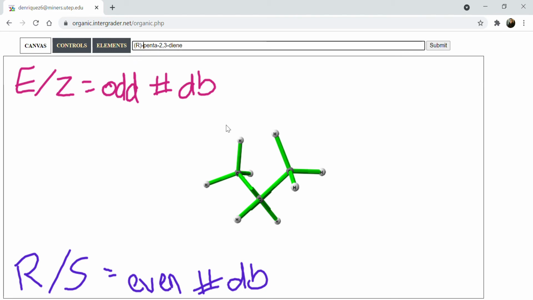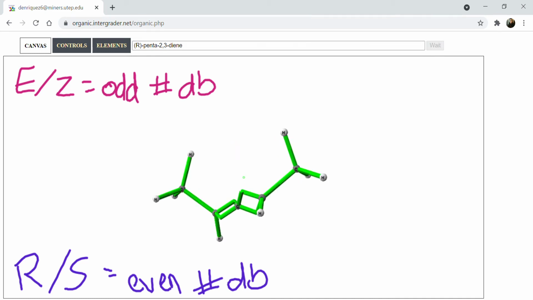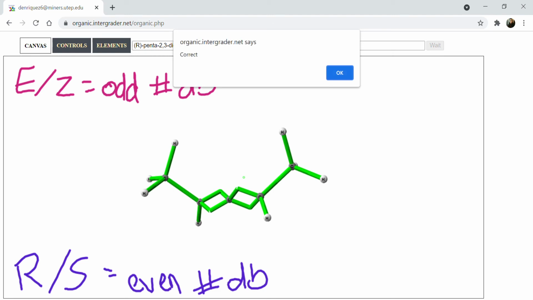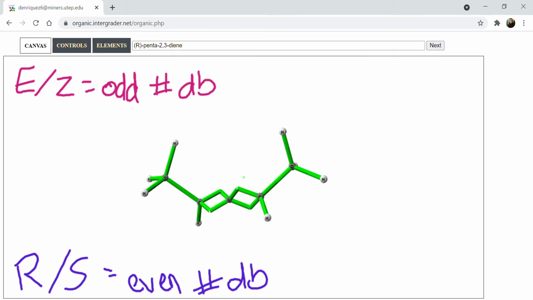R-penta-2,3-diene. So let's see if that is right. Okay. So it takes a little bit to get used to.